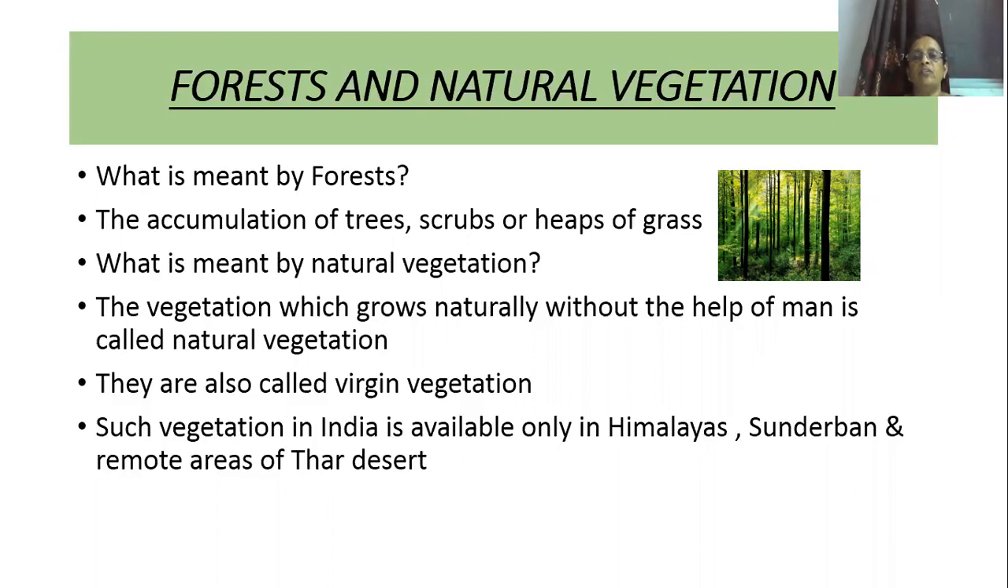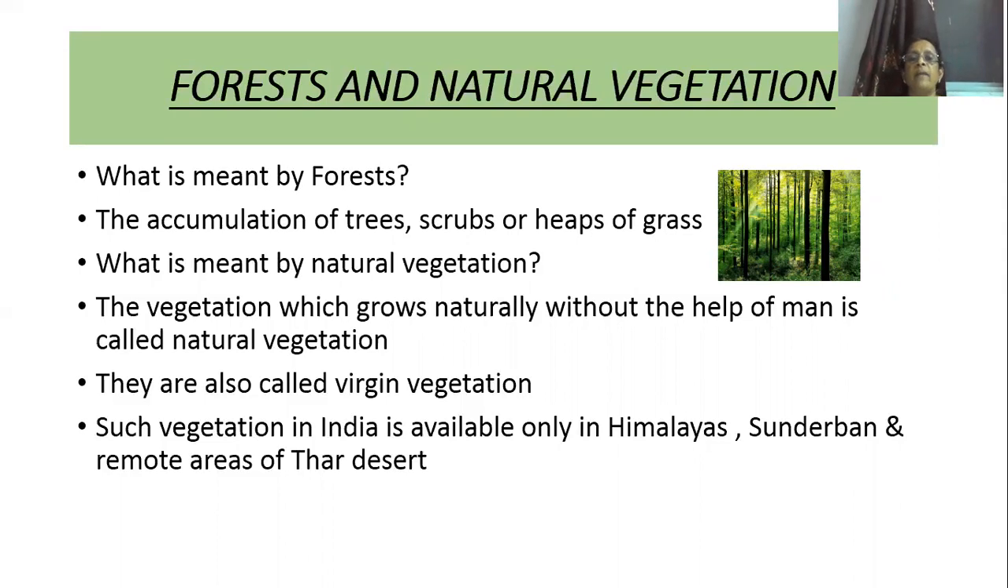The other name of natural vegetation is virgin vegetation, and this type of vegetation we can find only in the Himalayas, Sundarban, the delta region of the river Ganga in West Bengal, and remote areas of the Thar desert, meaning inner areas of the Thar desert in Rajasthan. What is the other name of natural vegetation? Virgin vegetation. Where is it found? In the Himalayas, Sundarban and remote areas of the Thar desert.